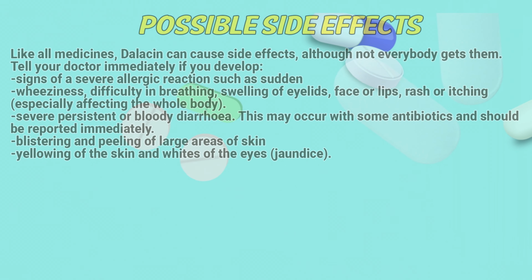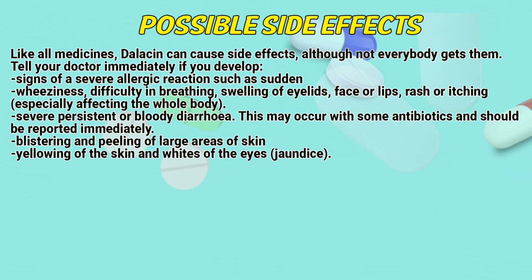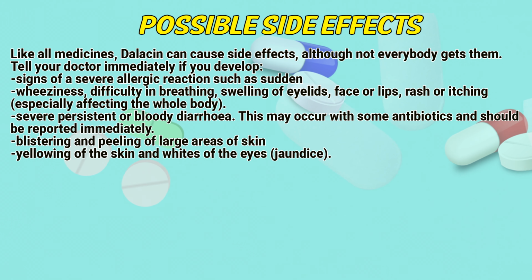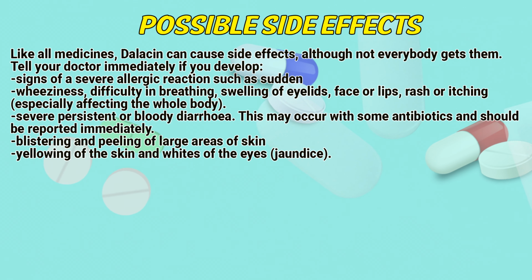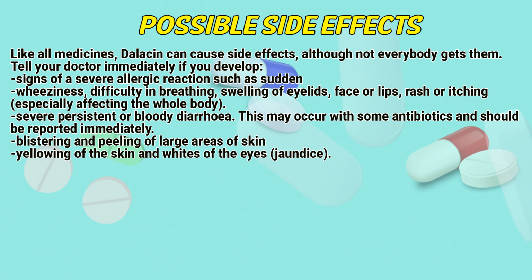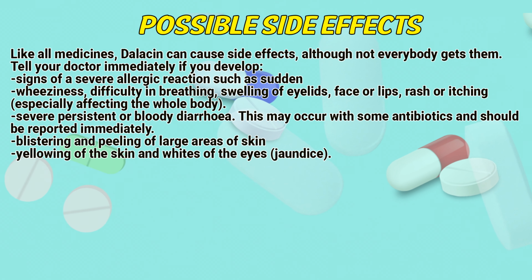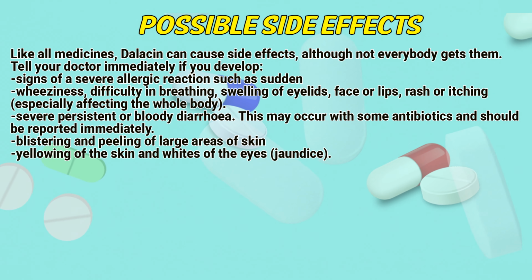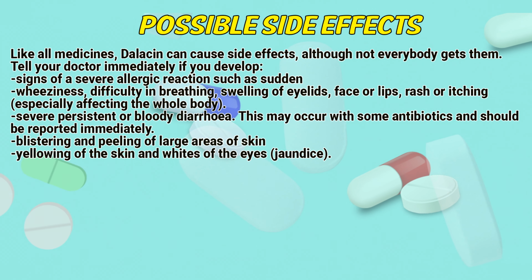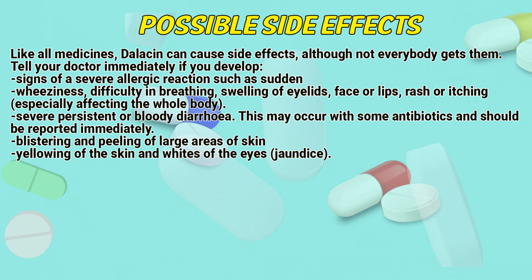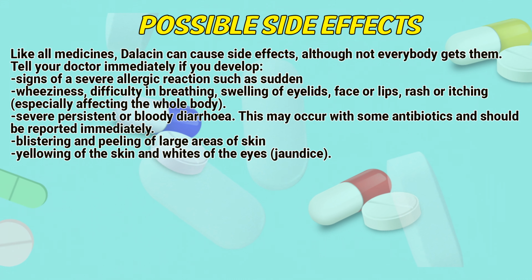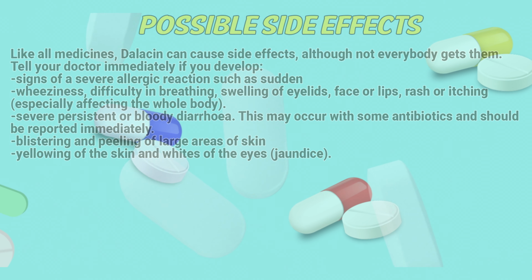Possible side effects. Like all medicines, Dalacin can cause side effects, although not everybody gets them. Tell a doctor immediately if you develop signs of a severe allergic reaction such as sudden dizziness, difficulty in breathing, swelling of eyelids, face or lips, rash or itching, especially affecting the whole body. Severe persistent or bloody diarrhea. This may occur with some antibiotics and should be reported immediately. Blistering and peeling of large areas of skin, yellowing of the skin and whites of the eyes, jaundice.